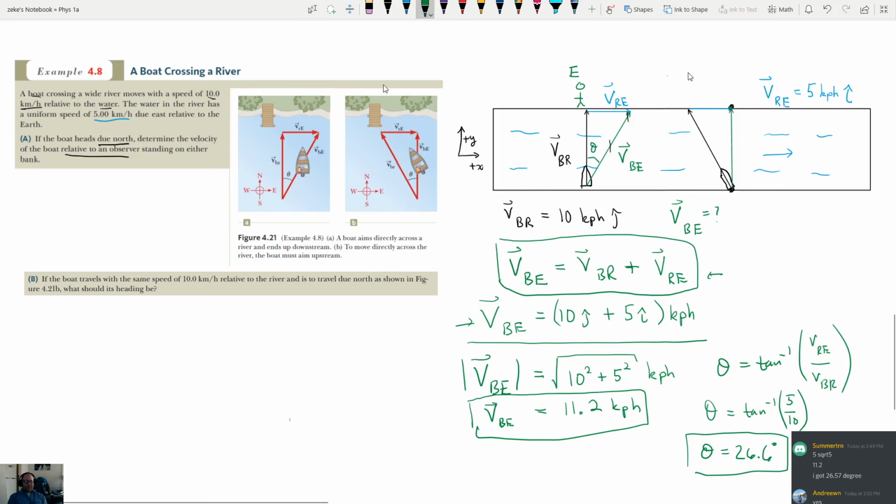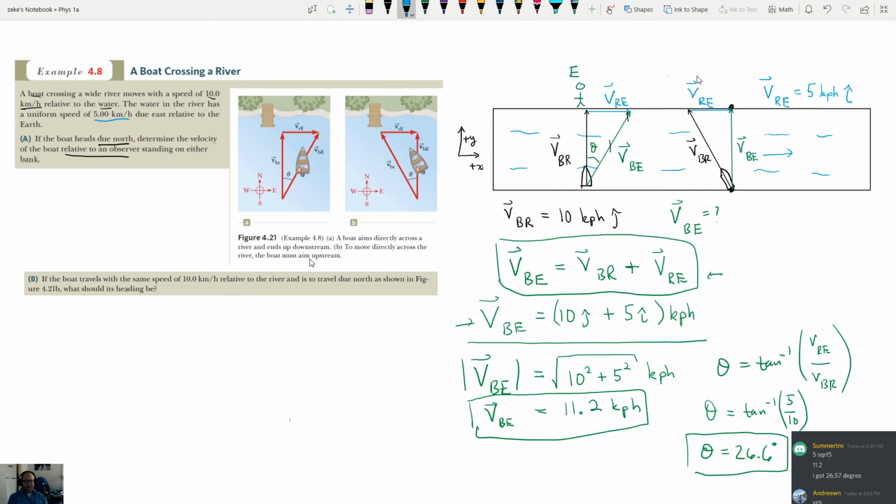And now we're just going to write our vectors in again. So this was VBR. This is the velocity of the boat relative to the Earth. And then finally the one on the top, which you can't really see. Let me move it down just a little bit. There we go. This would be the velocity of the river relative to the Earth.